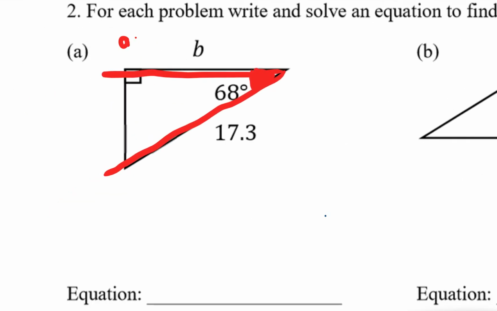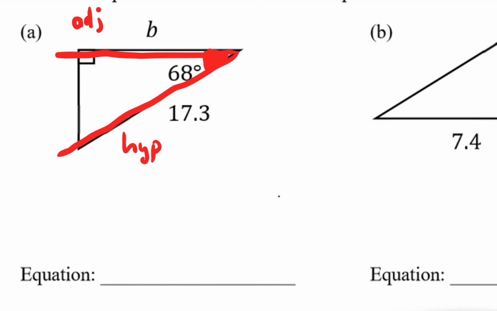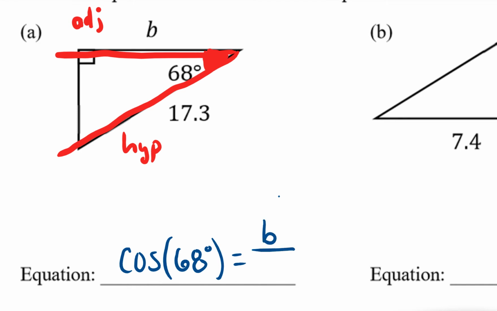I'm going to go ahead and label this ADJ. And over here I've got the hypotenuse, HYP. So the trig ratio that I'm going to use that involves both the hypotenuse and the adjacent is the cosine ratio. So our equation is actually just going to be the cosine of that 68 degree angle, those are measured in degrees, equals the length of the adjacent side, which is B adjacent, over the hypotenuse, which is 17.3.